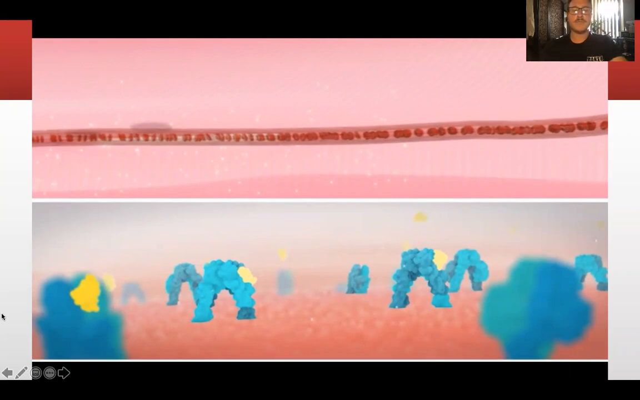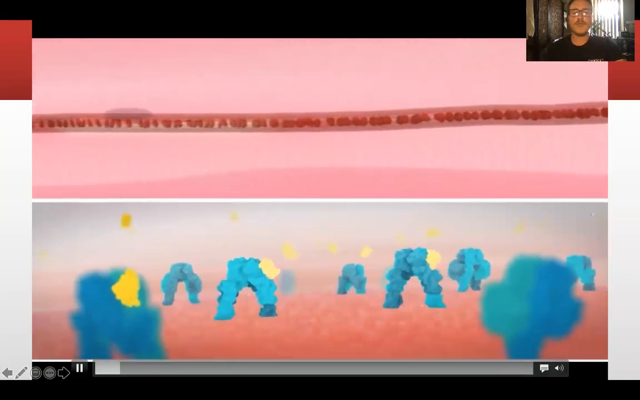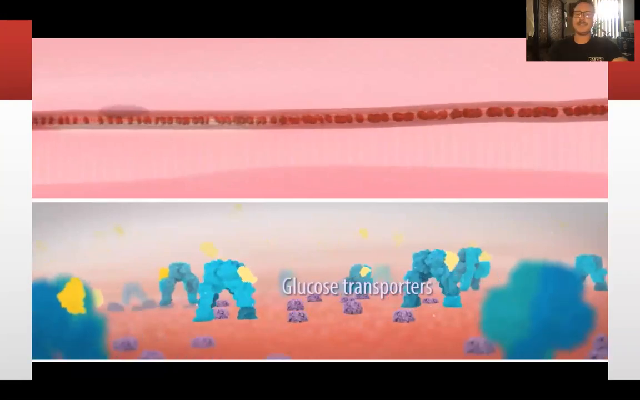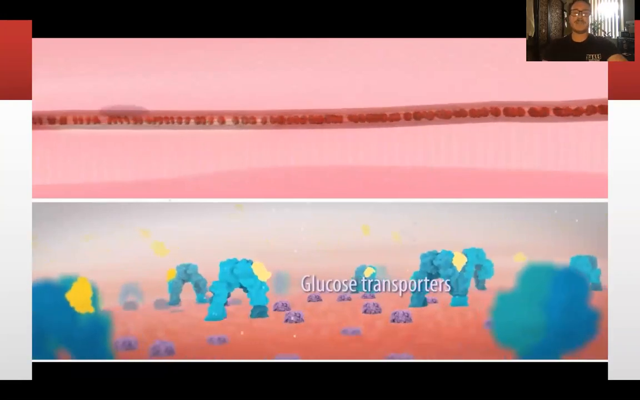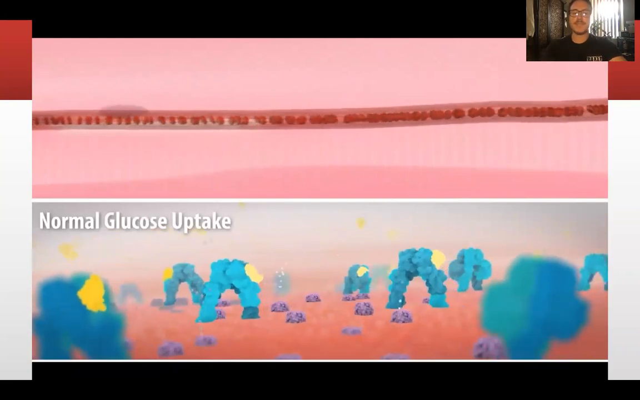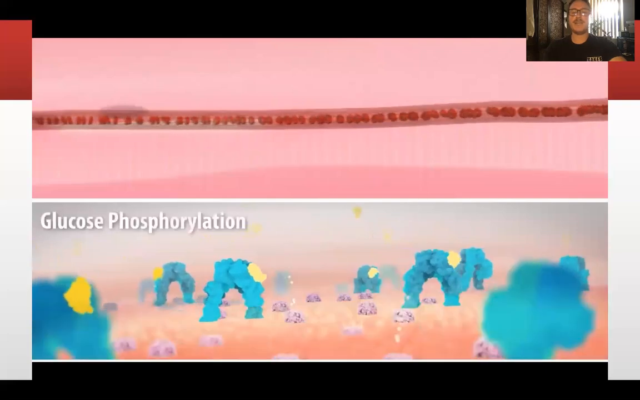Through this animation. So insulin facilitates glucose transport into cells. The insulin receptor binds insulin and initiates a series of events causing glucose transporter expression and translation. These transport proteins migrate to the cell surface, allowing glucose to enter the cells.